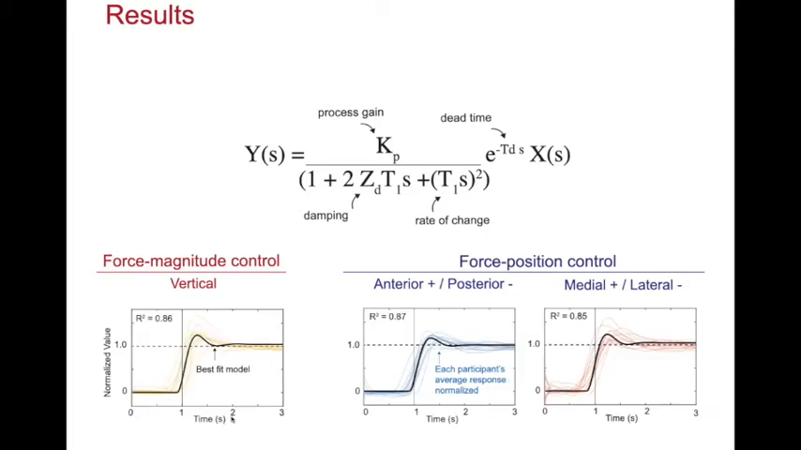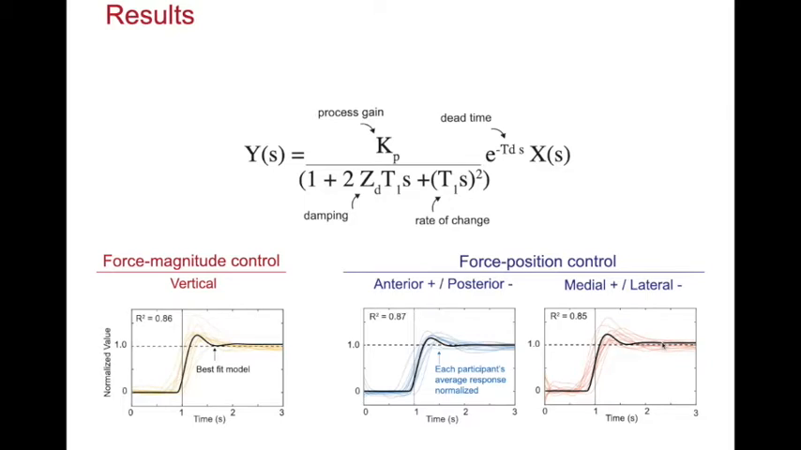Here on the x-axis is time, and now on the y-axis is the normalized value to 1. And here I show you 3 representative trials. So the yellow is the empirical data for this trial, and the black is the model for force magnitude control, anterior posterior force position control, and medial lateral control. For all different ranges of target step sizes, we find R-squared values above 0.85, suggesting that this controller is a good model for the control of external forces in humans.